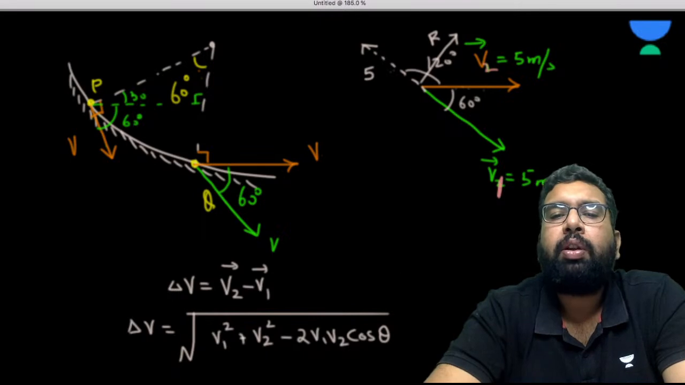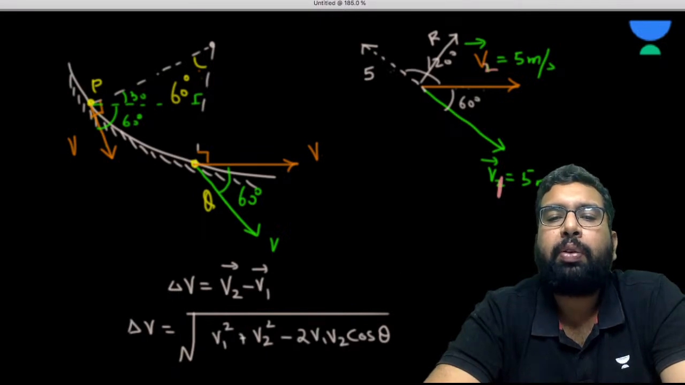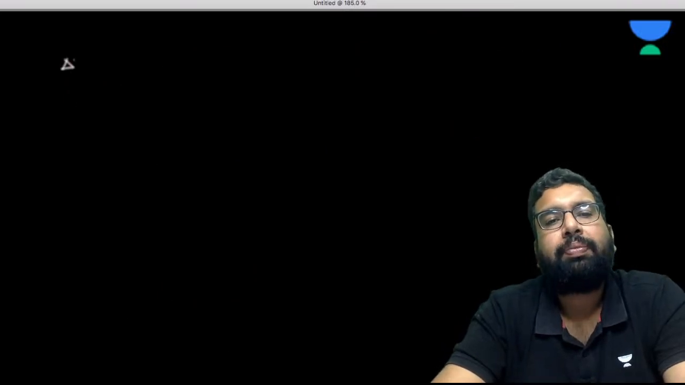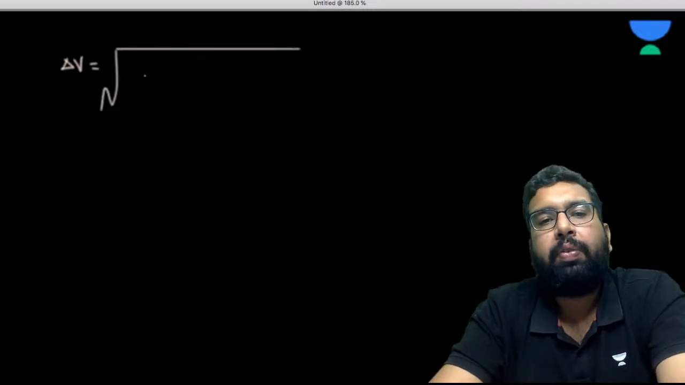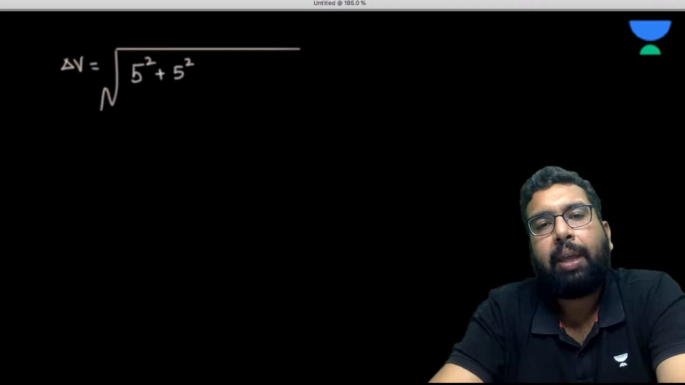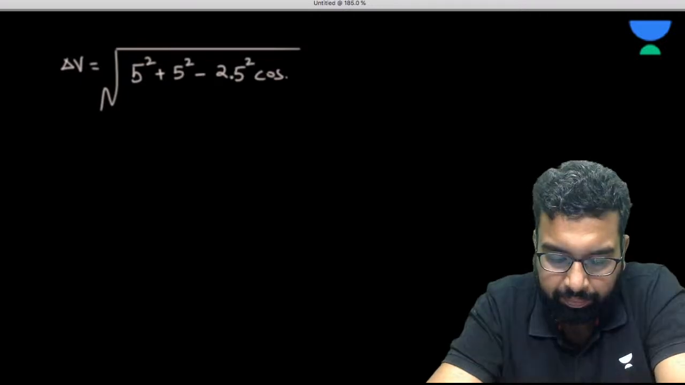So the change in velocity is root over v1 squared plus v2 squared minus 2 v1 v2 cos theta. So now we can write change in velocity is equal to root over 5 squared plus 5 squared minus 2 into 5 squared. So here, should I use 60 or should I use 120?